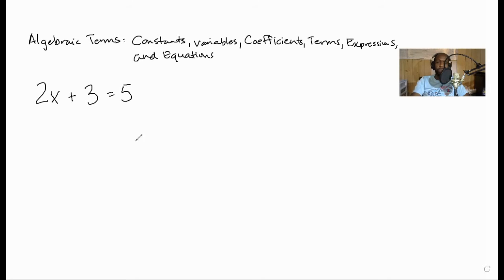So just consider this, especially if it's your first time or one of your first times looking at something like this: 2x plus 3 equals 5. The first thing I want to talk about is a constant. This number right here, 3, is an example of a constant. All a constant is, is a fixed quantity that doesn't change. It's also a number that's by itself. That means that 5 is a constant as well.